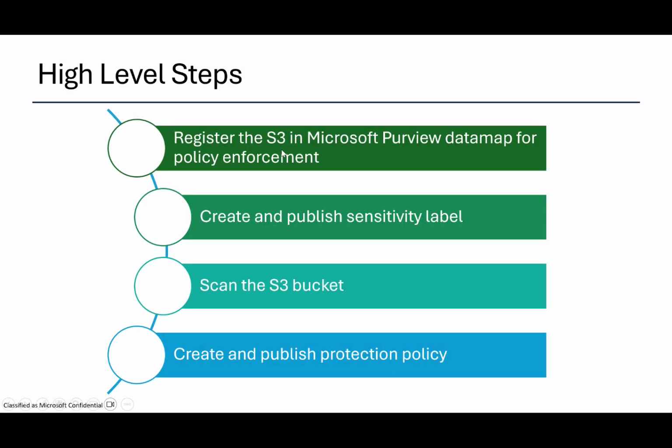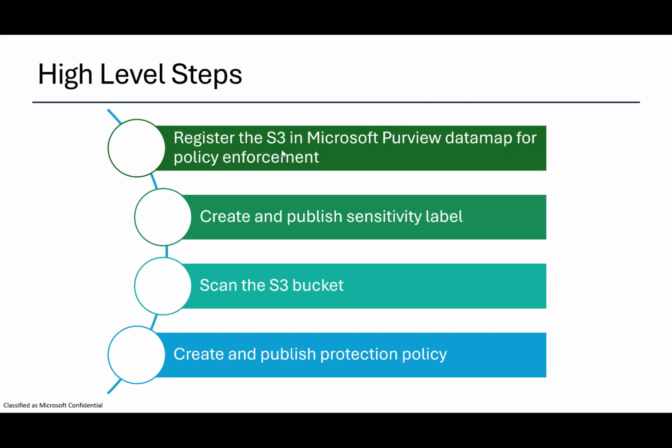In the high-level steps, you would need to register an S3 Bucket within the Microsoft Purview's data map and enable policy enforcement. Secondly, you would go about creating and publishing a sensitivity label. Once the sensitivity label has been created, you would need to scan the S3 bucket so that the sensitivity label that you have created would be pushed down to the data source. In this case, it is an S3 bucket. Finally, you would create and publish a protection policy.